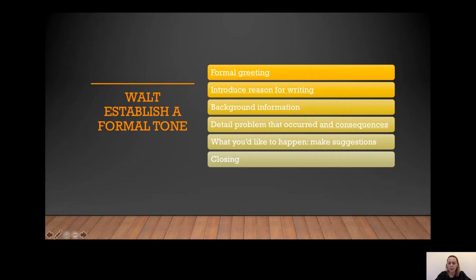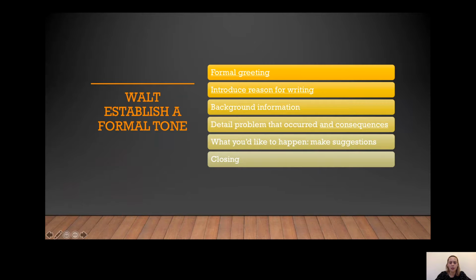Then penultimately, we need to think about what we'd like to happen. What would a better outcome be? Perhaps we can even make suggestions to the person we're complaining to about how to improve their service or their product. We may even ask for compensation in some situations. And finally, we will leave with a really formal closing remark.